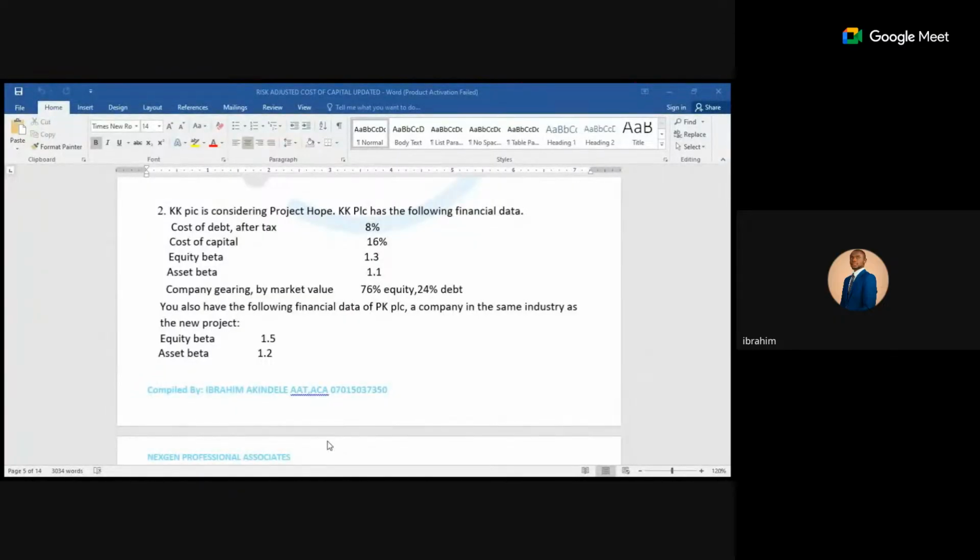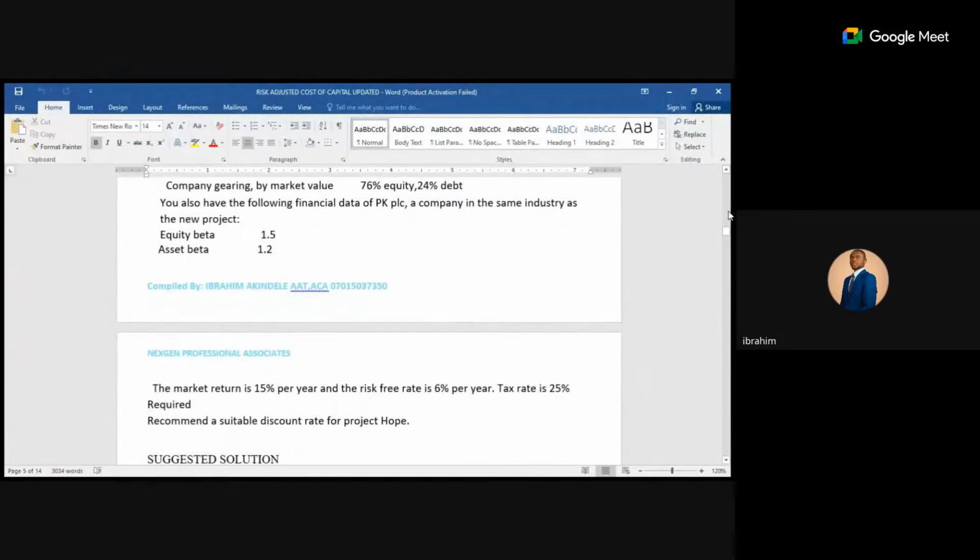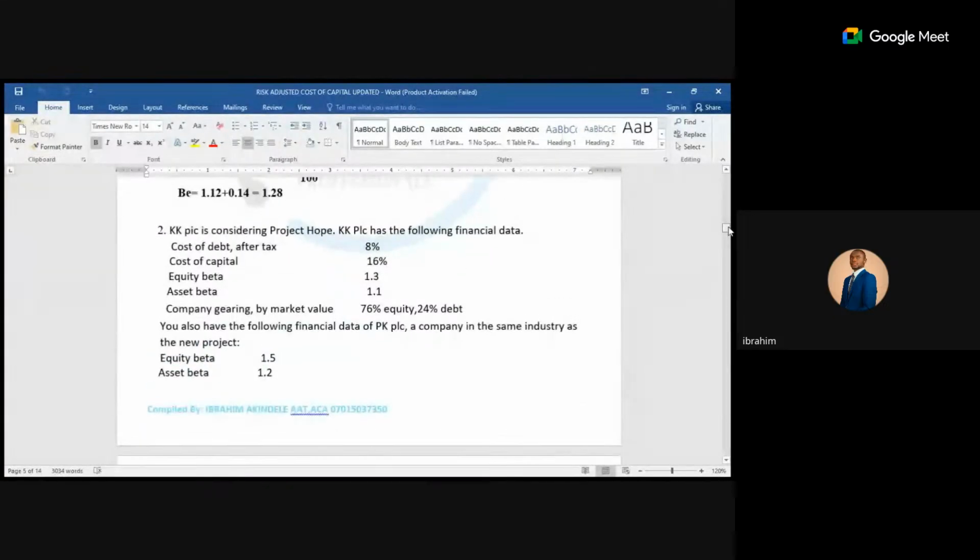And you should not forget that I gave 5 steps. Those 5 steps in calculating the project specific cost of capital are very, very important. Now, let's quickly look at this example. We've not started the question. All this is just an intro.